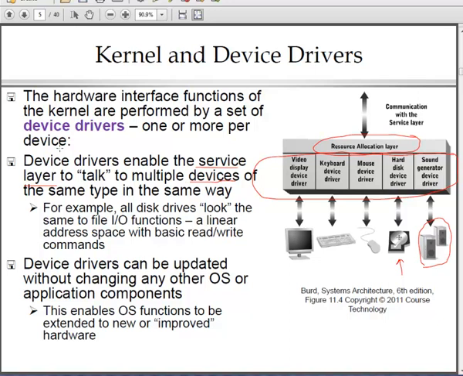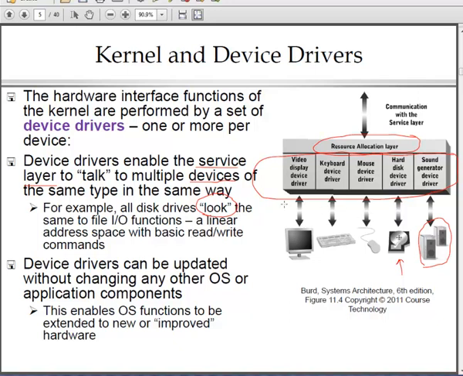Device drivers do a number of things in addition to the actual interface. One is they implement the interface in a way that access to devices of somewhat similar types all, quote-unquote, look the same to the service layer and to the application programs that use them. We'll come back to this later. This isn't something I really want to spend any time on now.